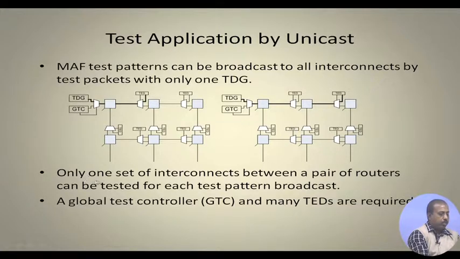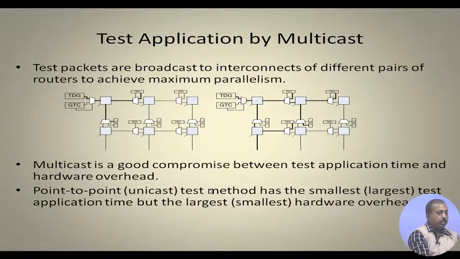That way the next link can be tested, and that will give the information back to the global test controller. So only one set of interconnect between a pair of routers can be tested for each test pattern that is broadcast, because this will test this one. After that, it will be assumed that this is okay, and now it will test this one. That way one set of interconnects can be tested, and a global test controller and many TEDs, test error detectors, are required. So that is the situation of applying this unicast method.